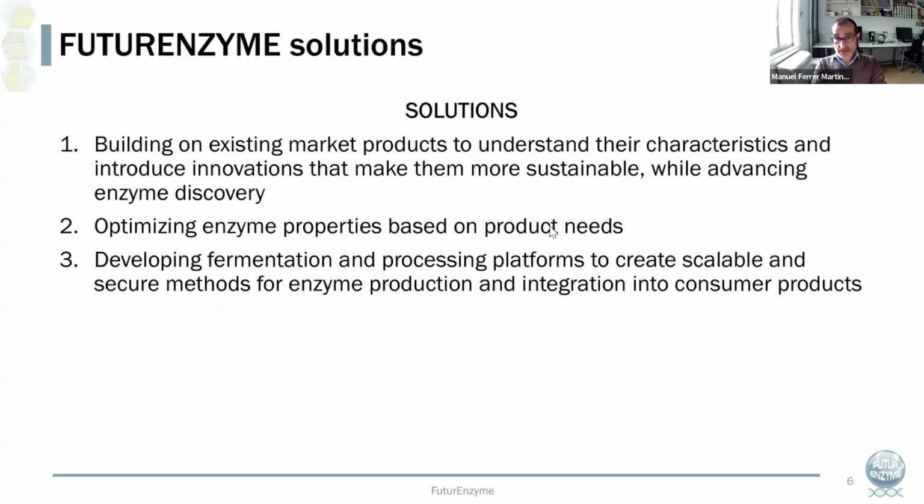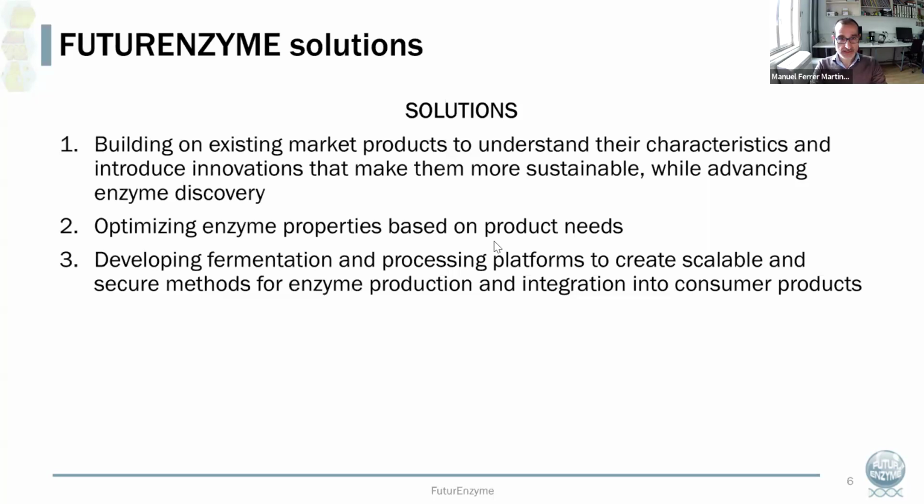So the solution that we offer is that we are working with products on the market. Our industry partners know what we need to do to make them greener and more sustainable. The only thing that we need to do is to discover and later optimize the enzyme based on the product's needs and characteristics. We also develop a fermentation and processing platform to create a scalable and secure method to produce the enzymes with which we can later make our products and processes.